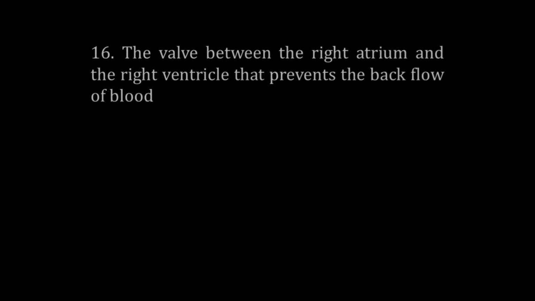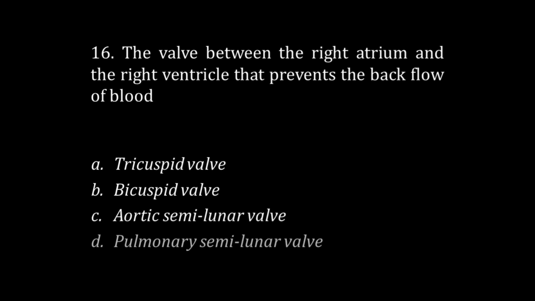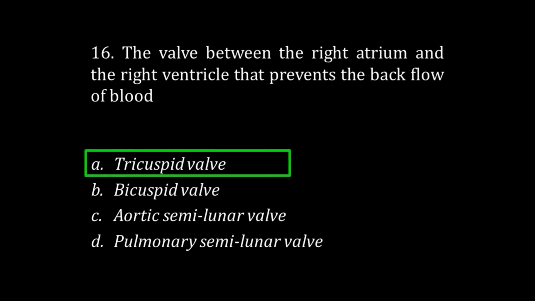The valve between the right atrium and the right ventricle that prevents the backflow of blood. A. Tricuspid valve. B. Bicuspid valve. C. Aortic semilunar valve. D. Pulmonary semilunar valve. The correct answer is letter A, tricuspid valve.